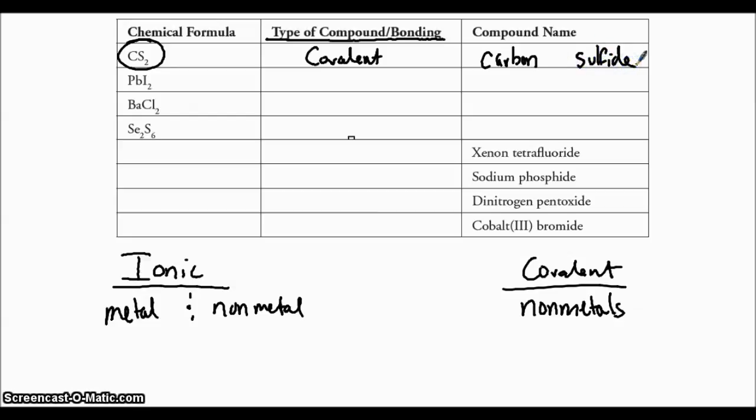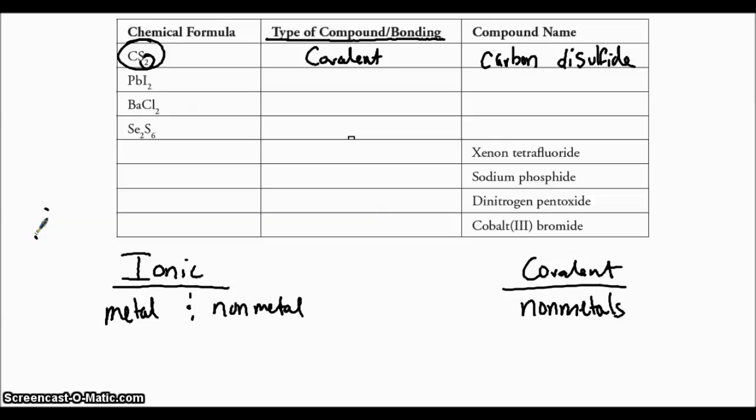And then you have sulfide. We know the prefix for sulfide is going to be 2 because we have 2 sulfurs there, so this should be disulfide. So that's pretty easy because that's something that we've done today.